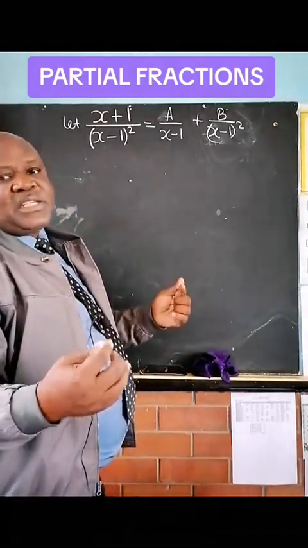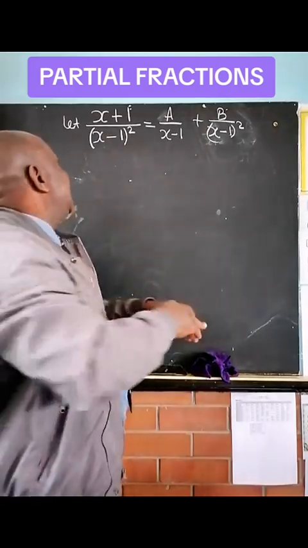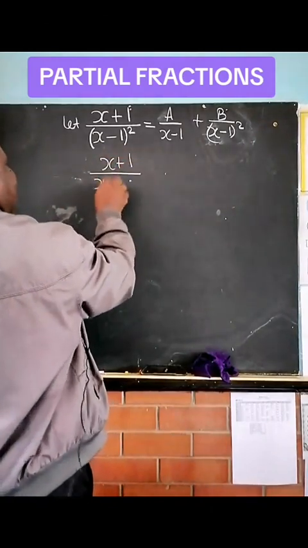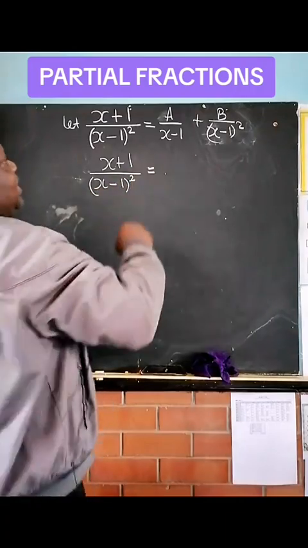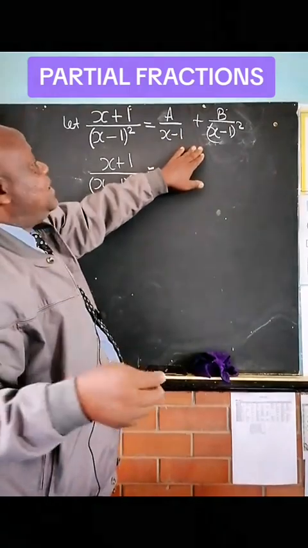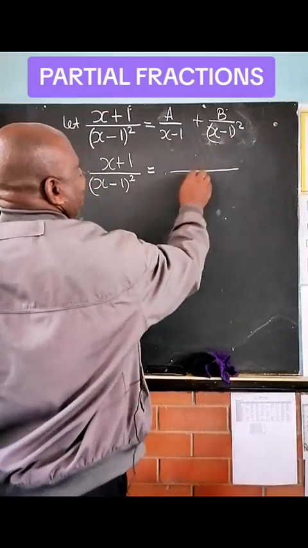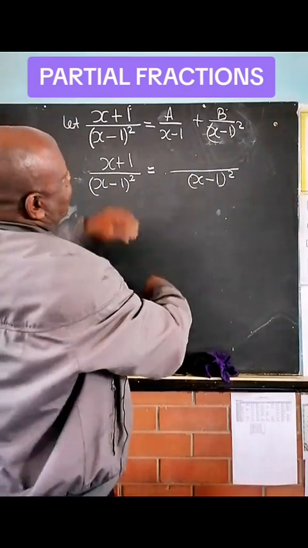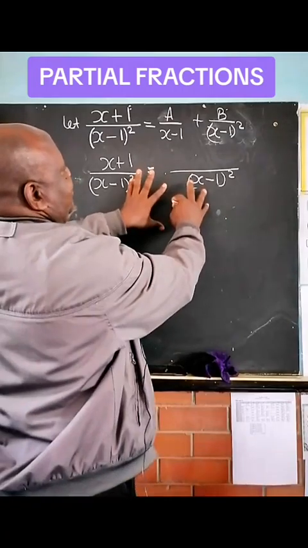Now we proceed in the same manner in which I did the previous videos. In this case, I'm going to have x plus 1 over x minus 1 squared is equal to, let's express the right-hand side as a single denominator. So my LCD for that will be x minus 1 squared. Why this? This can divide there, and this can also divide there. So this is my LCD.